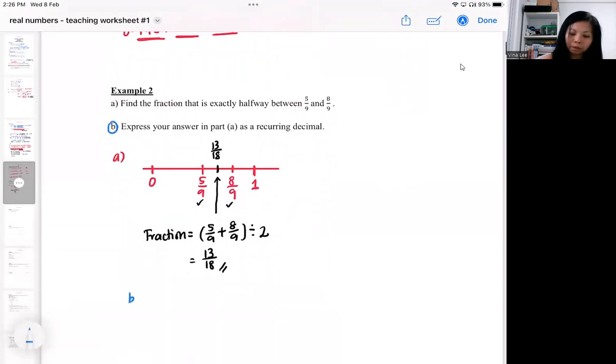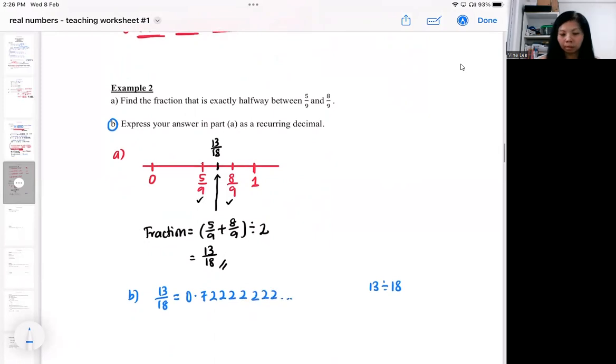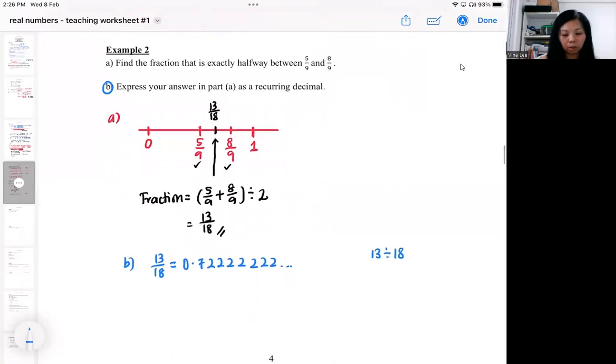In part B, I'm supposed to express that fraction as a recurring decimal. So you punch 13 divided by 18 on your calculator. You will get 0.7222222, so there's a lot of 2s. And like I said, you are limited by your calculator screen, but it's quite obvious that 2 is the repeated number. So you put a dot on 2. So that is one way that they will ask about recurring decimals.